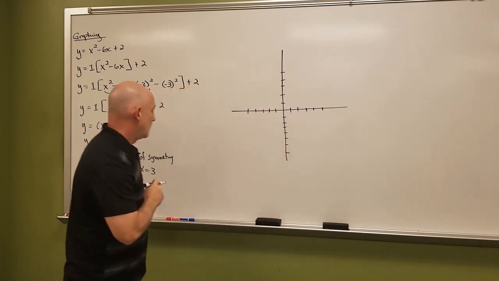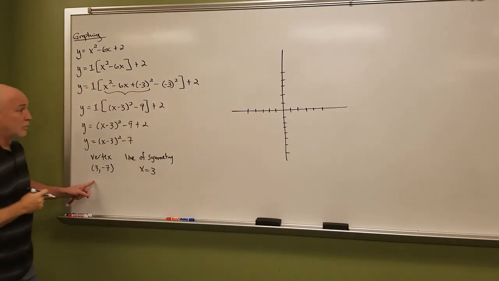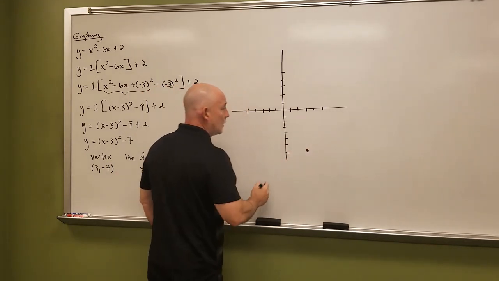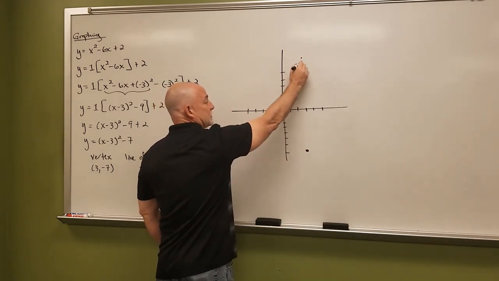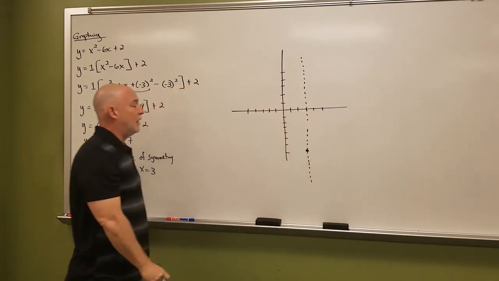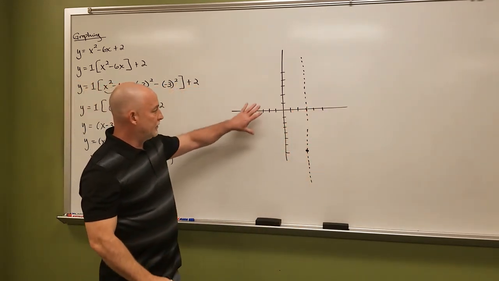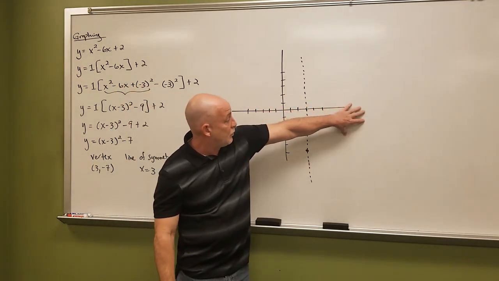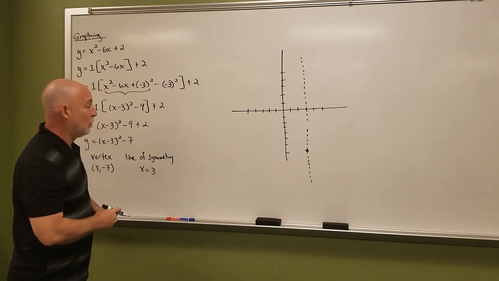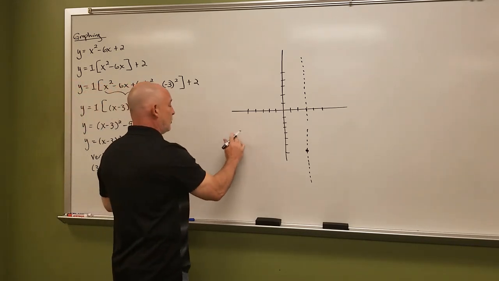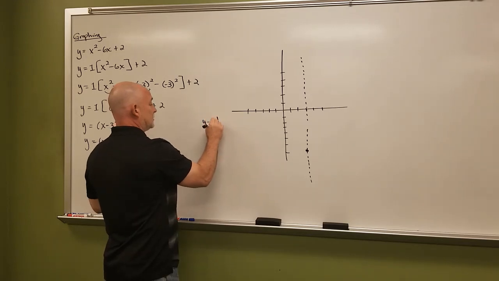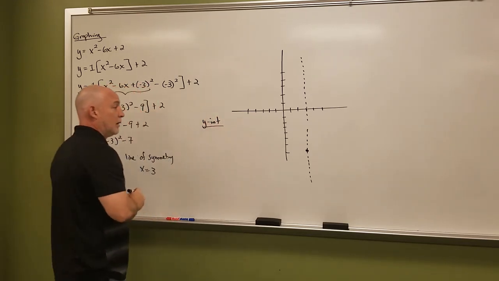So if we graph our vertex, that's the point (3, -7), that's over here somewhere. And if you think about it, we have a line of symmetry here. Now remember, symmetry means the same on both sides. So if I know a point on this side of the graph, that means I also know a point on this side of the graph, or vice versa. So do I know any points up there? Well, the easiest point to find for this is the y-intercept, because parabolas will always have a y-intercept.